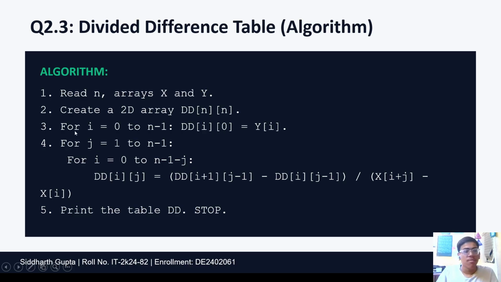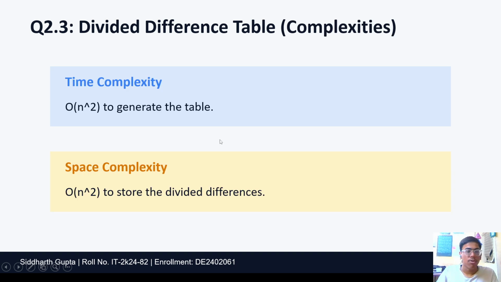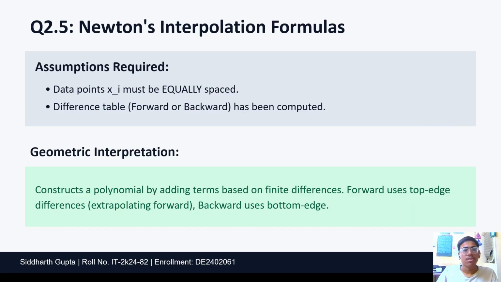So it is very simple. We will start a for loop from i is equal to 0 to n minus 1, and we will say that dd of the 2D array of i0 is equal to y of i. We will take another for loop of j is equal to 1 to n minus 1, and a nested for loop from i is equal to 0 to n minus 1 minus j. And this will be the formula for calculating the divided difference table, and we will print the table and stop. The time complexity, you could already see that it will be big O of n square, and the space complexity will also be big O of n square. So this is the Newton divided difference table.